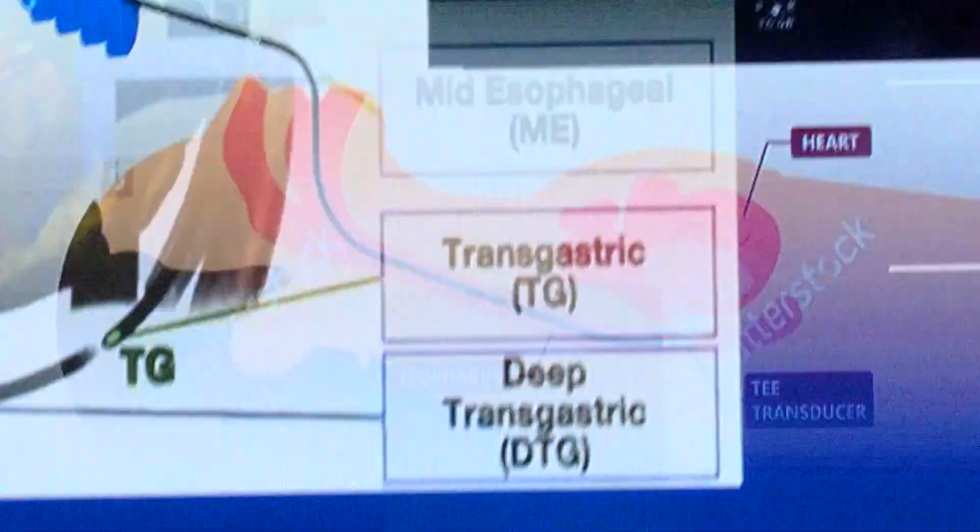So this is how you insert a TEE probe. Always remember adequate lubrication, and when you have any resistance, please do not insert the TEE probe. We're not going into indications and contraindications, but once you insert, this is how the image looks. And since you're looking at the heart from the posterior aspect, from the esophagus, the resolution is much better than your transthoracic echo.